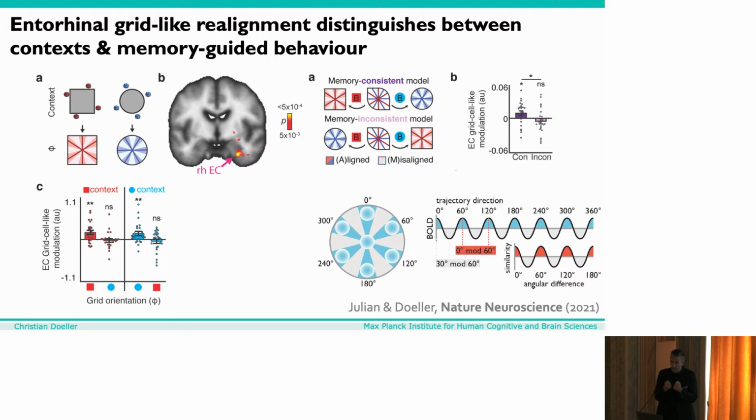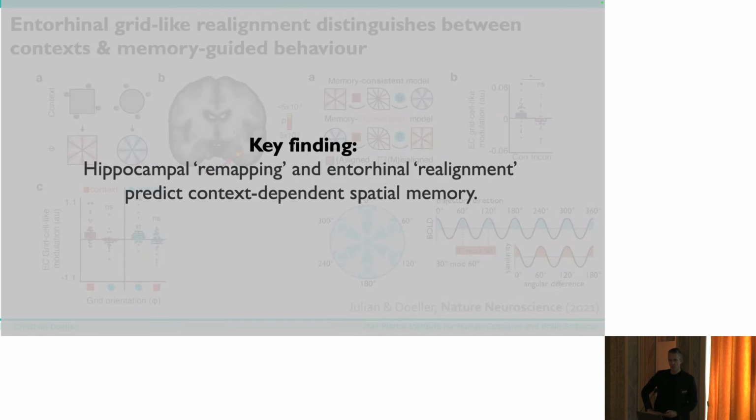So if you like, the grid cell-like representation from the original square or circle environment is reactivated, versus a model which is inconsistent with behavior. And the model which is consistent with behavior predicts performance and predicts fMRI signal in the squircle environment. So to wrap up, we have some initial evidence for hippocampal remapping and, if you like, entorhinal realignment, which predicts context-dependent spatial memory in that study.